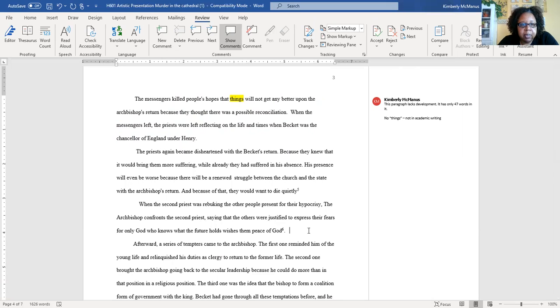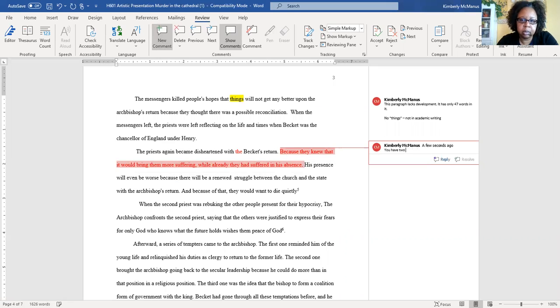Okay, so you have the priest again became disheartened with Becket's return. Again, why is the sitting here? Because they knew that it would bring them more suffering. Well, already they had suffering in his presence. You have to rewrite this sentence as incorrect. You have two subordinating clauses, which means you have a fragment, an incomplete thought. Okay, you have to redo that.